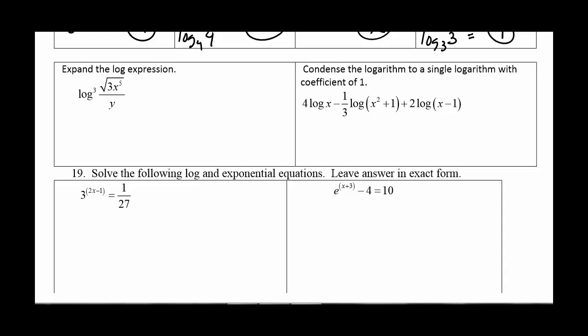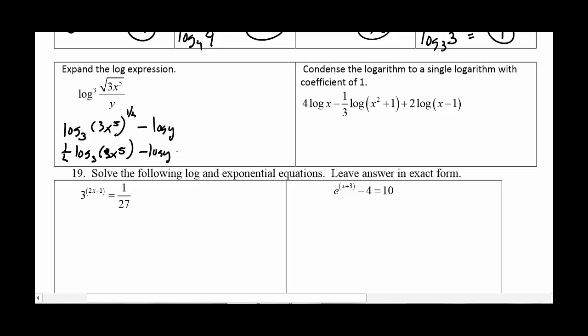Okay, so expand the log out. I'm looking for any multiplies and divides. So first thing I can do is I can split it up to subtraction, and I'm also going to rewrite that square root as a 1/2. So log base 3 of 3x to the 5th, to the 1/2, minus log of y. And I can bring the 1/2 out front. So 1/2 log base 3 of 3x to the 5th minus log of y.